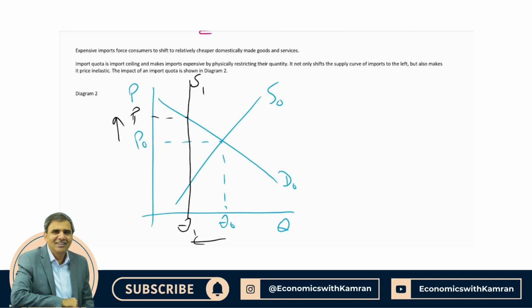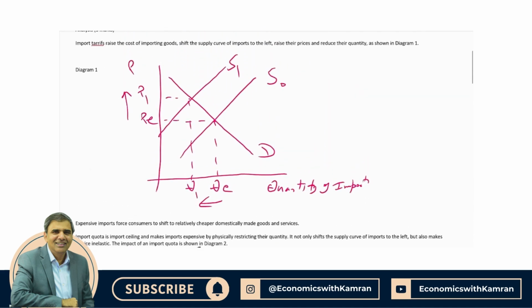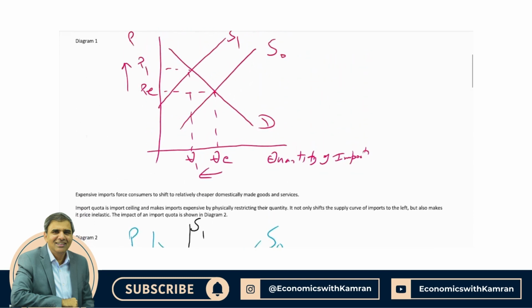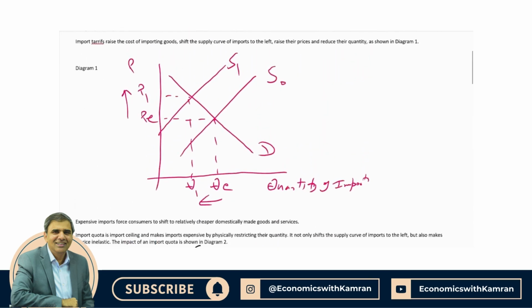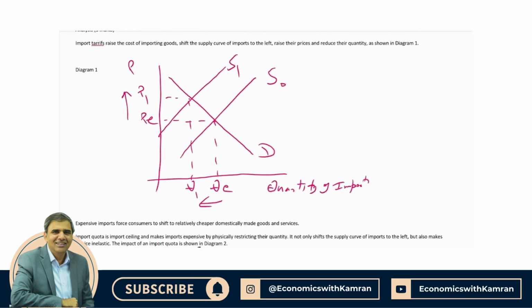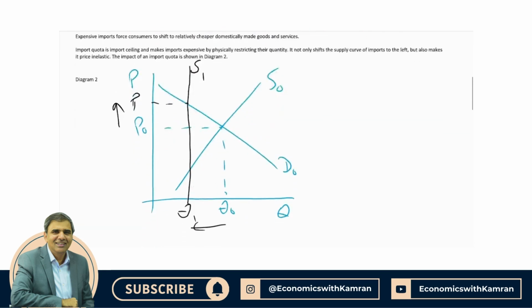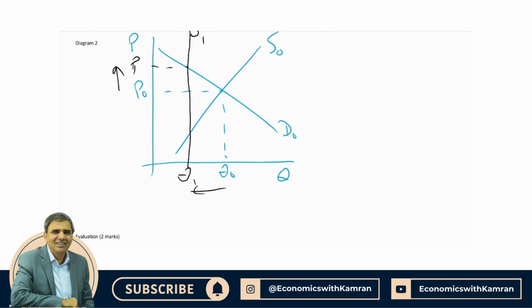Now both tariffs and quotas have done something similar. One, they both have raised the price of import, and they both have reduced the quantity of import. However, tariffs have done so by making imports expensive, whereas quotas have restricted imports by putting a physical limit on the quantity that can be imported.